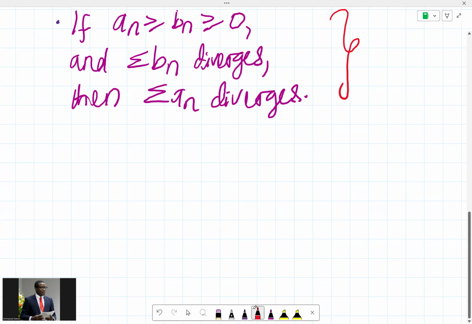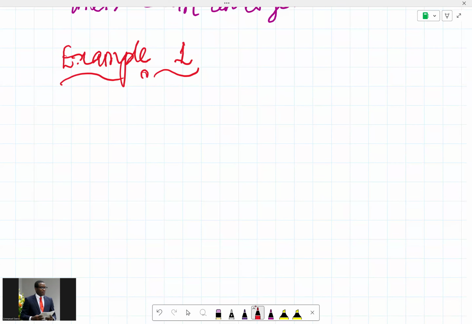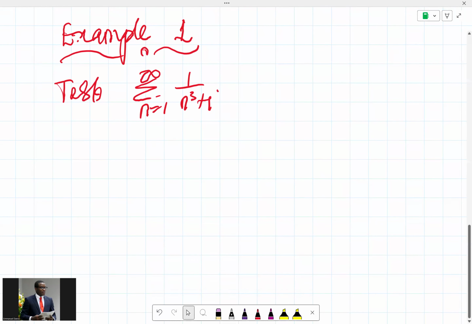So let's take the first example, example 1. We want to test the summation, n equals 1 to infinity, of the series 1 over n cube plus 1. So we want to test this.